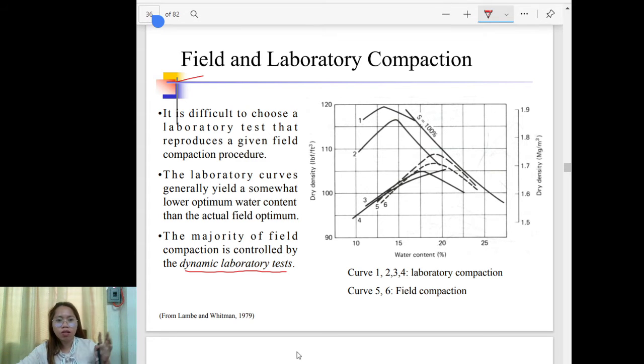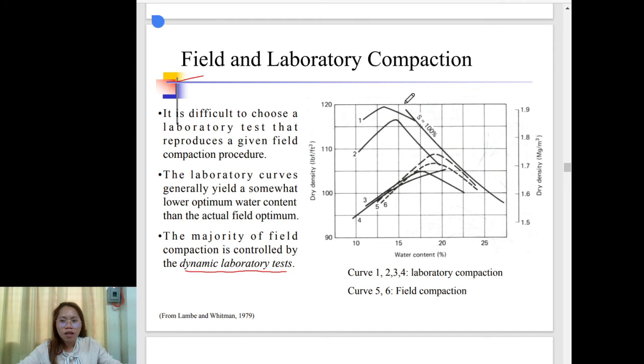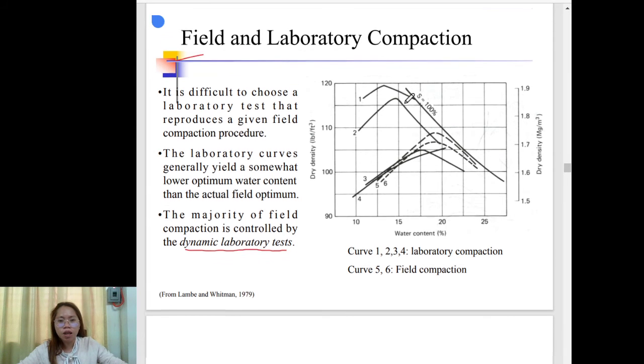So the method is different. Also, the method affects the compaction.